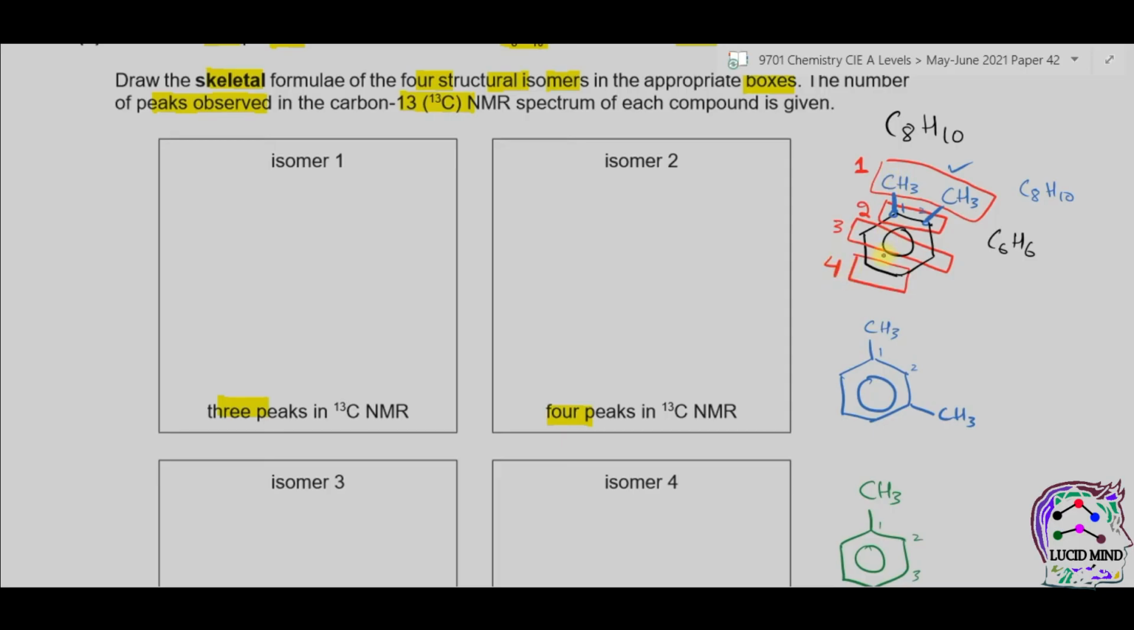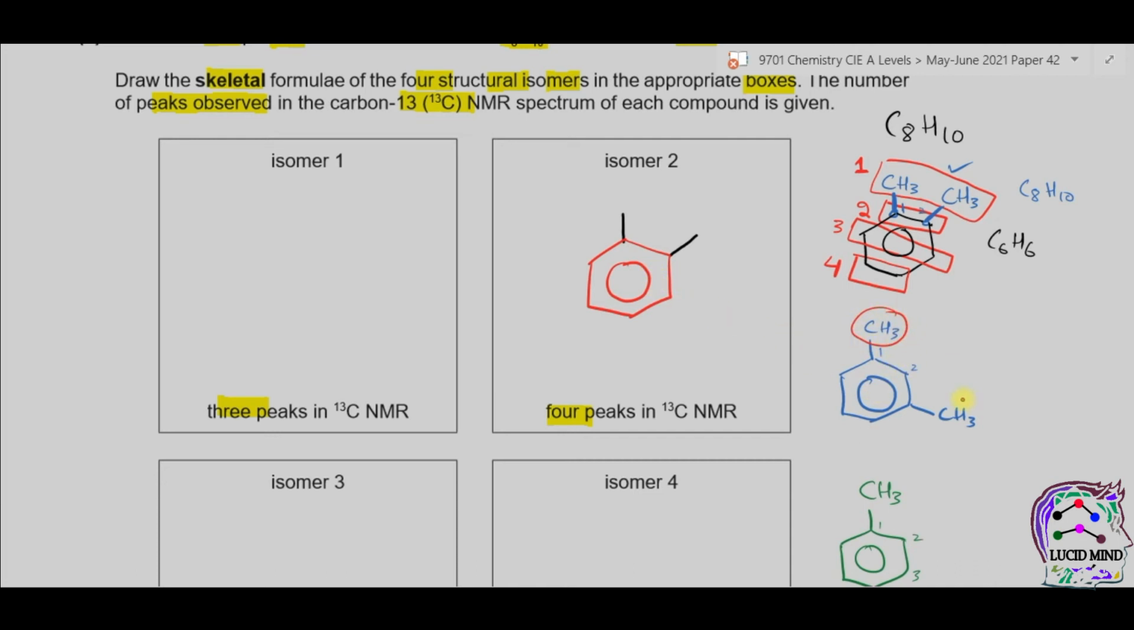So this structure will give 4 peaks in carbon-13 NMR spectrum. So we can write, we have to draw the skeletal formula, so we are not going to use CH3. We can just draw the lines. This is one CH3, this is second CH3. Let's move towards second one.